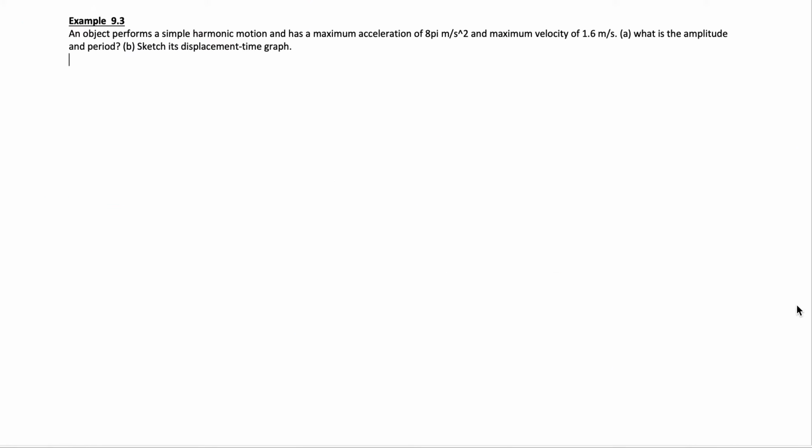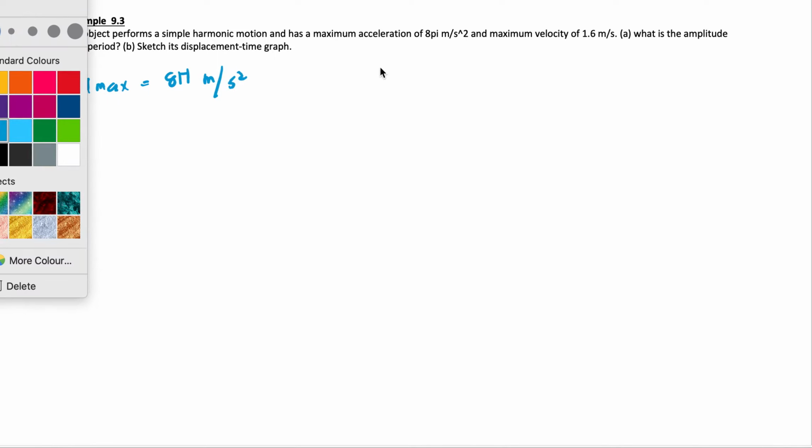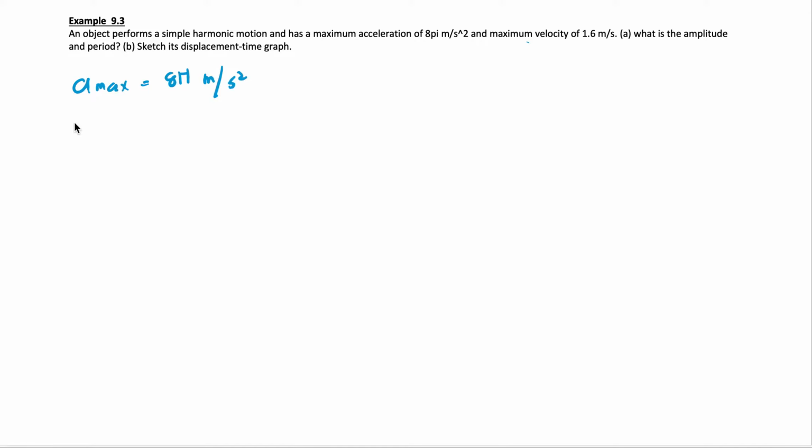Okay, so let's continue with example 9.3. An object performs a simple harmonic motion and has a maximum acceleration of 8 pi. So a max is 8 pi meter per second squared, and maximum velocity of 1.6. So v max is 1.6 meter per second. What is the amplitude and its period? What is A and what is T? Sketch its displacement time graph.